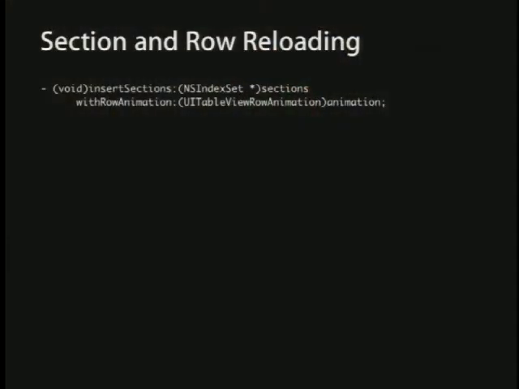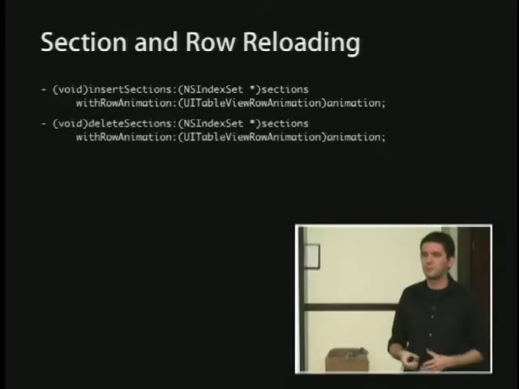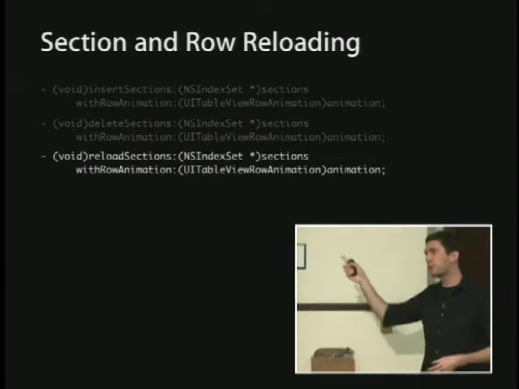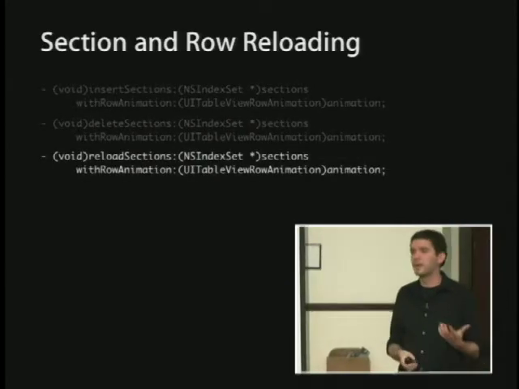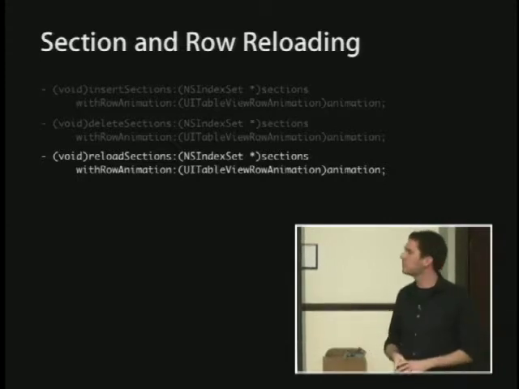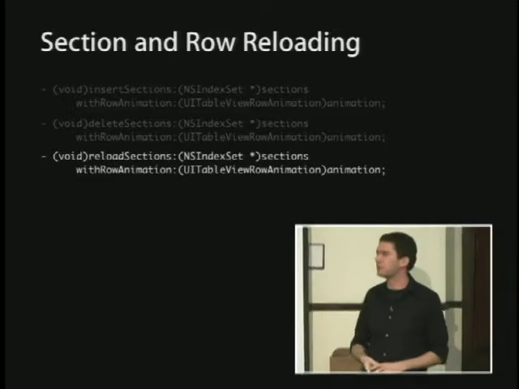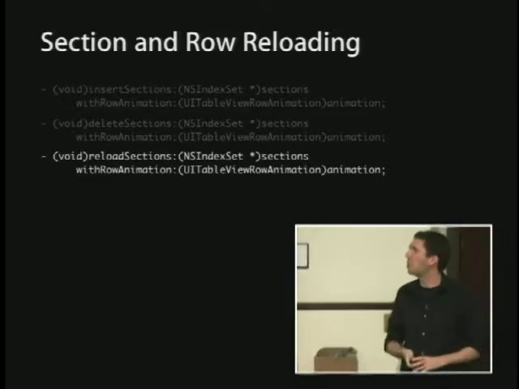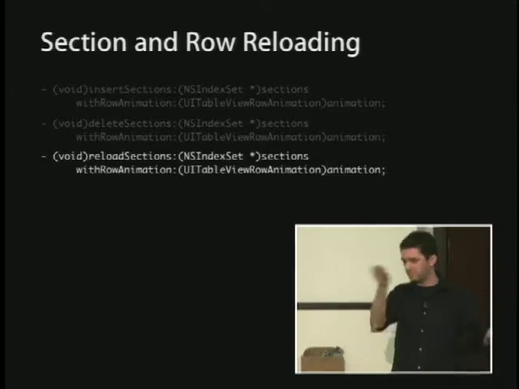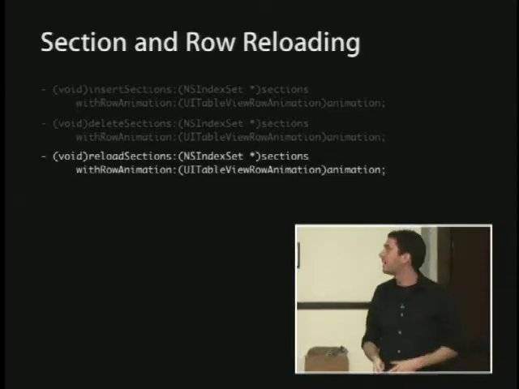So the first one is insertSections withRowAnimation. That can insert an entire section. And then deleteSections withRowAnimation, which can delete an entire section. And new in iPhone OS 3.0, we've got reloadSections withRowAnimation, which is effectively just a delete and an insert paired together, but added in one call. So you can basically tell the table view, everything in this entire section is now invalid, throw it away and reload it, ask me about it again.